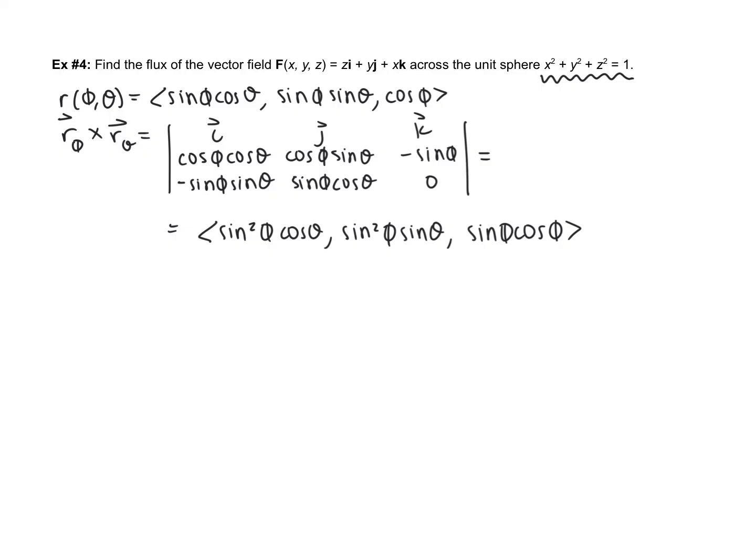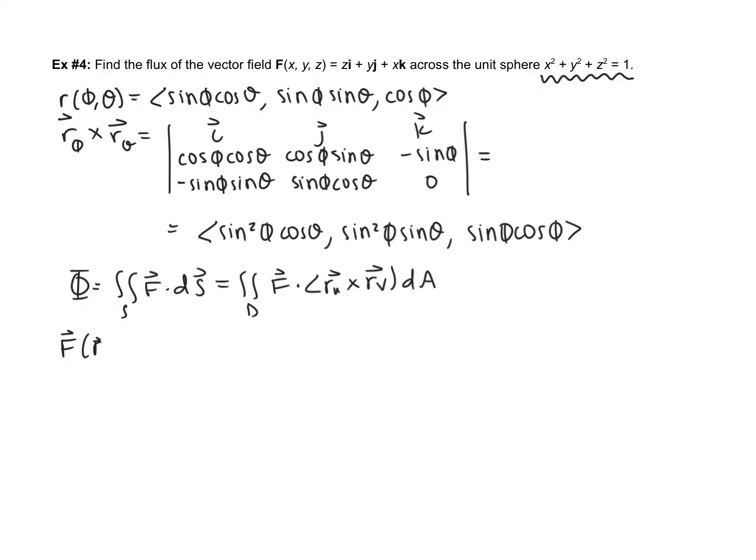Okay, so now we're finding flux. So our flux, remember, not a double integral, is the surface integral of F dot dS. And we just saw that we can write this as a double integral over the region D of F dotted with the cross product of r_u and r_v dA. So next I'm going to find that cross product. So I have to have F in terms of theta and phi, and I'm going to dot that again with r of phi crossed with r of theta.